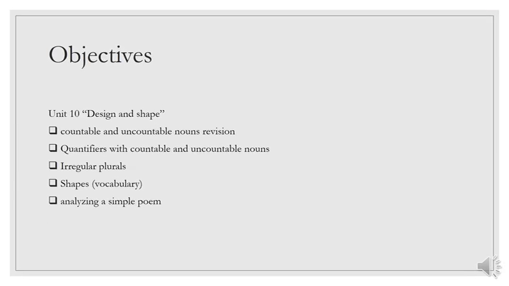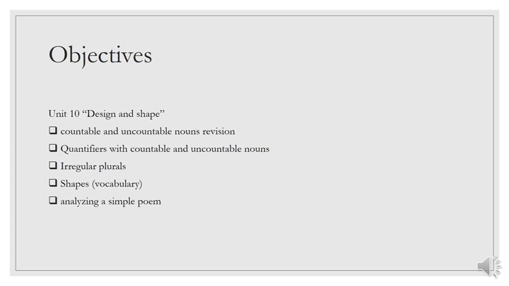We will start first with our objectives. Today we're going to summarize Unit 10. Unit 10 is about design and shapes. So, it's going to be a very short one. We're going to cover 5 points again.